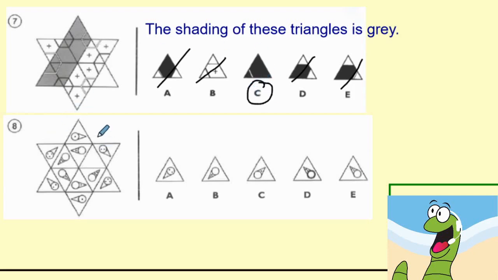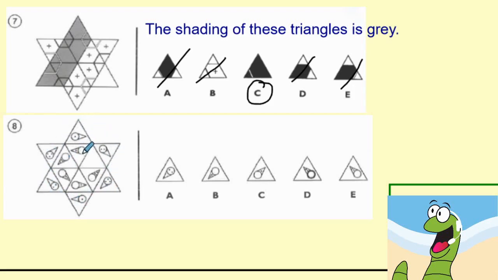Question 8. We have cone shapes with a circle and a dot. A cone shape with a circle and 3 dots. Cone shape, circle, 2 dots, cone shape, and so on as we go around. So as we go around, the shapes go 1, 2, 3, 1, 2, 3, in a clockwise direction. Now, we've got our cone, a dot in the middle, a circle on the outside, and that goes all the way around. So that's pointing clockwise.